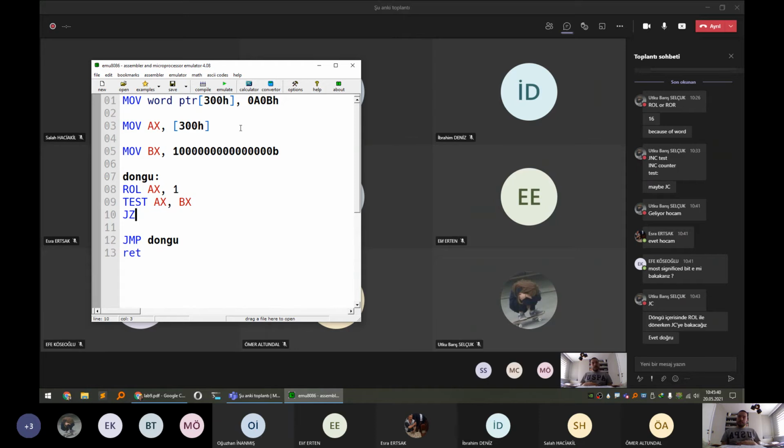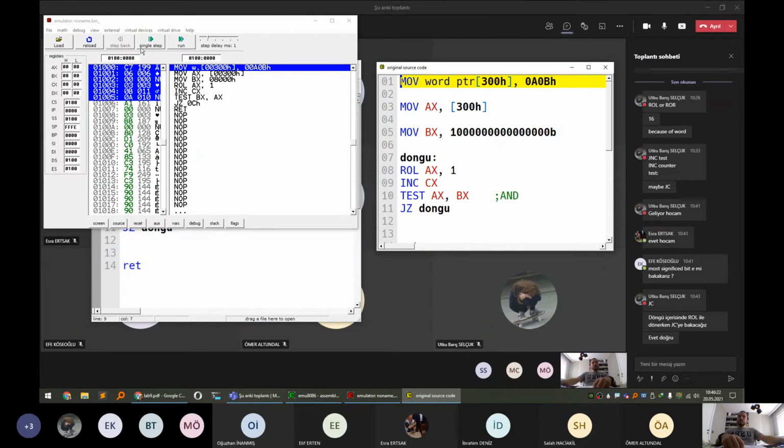This is the previous week's topic. We learned the test. Remember, test is an AND operation. If the result is 0, it means the most significant bit is 0. So I can jump to the beginning of the loop. Before test, let me increase CX. I'm going to use CX as a counter.